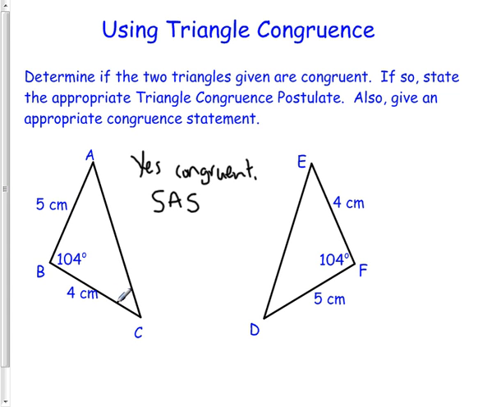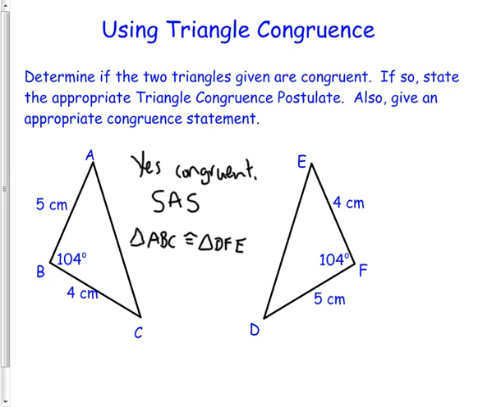Okay? So then it says give an appropriate congruence statement. So this is where we would say triangle ABC is congruent to, and then we have to get the letters in the correct order over here. So ABC went across the 5 centimeter line to the 140 angle, and then across the 4 centimeter line, if we go across the path ABC. So we want to go the 5 centimeter line to the angle, and then across the 4 centimeter line, so it would be DFE. So triangle DFE. Okay, so that's our first example.